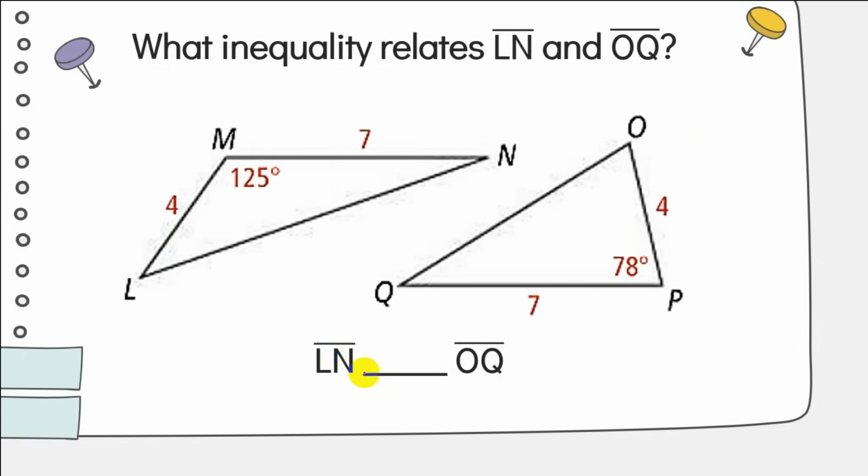Okay? So, LN, ano ba ang angle opposite to it? So, we have angle M, at ang measurement ni angle M ay 125 degrees. For side OQ, ang angle opposite to it is angle P, and equal naman siya sa 78 degrees. So, alin na mas malaki? That's 125 degrees. So, side LN is longer or greater than side OQ. Okay? Again, ang ginagamit po nating theorem is the SAS Inequality Theorem, or in short, the Hinge Theorem.